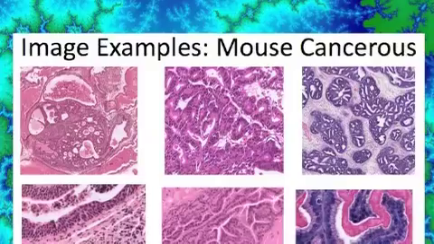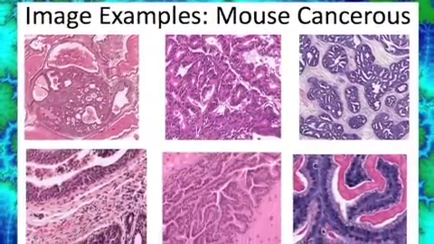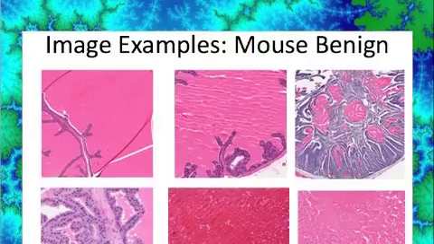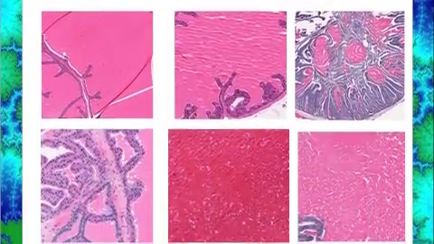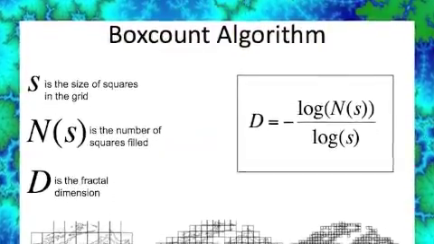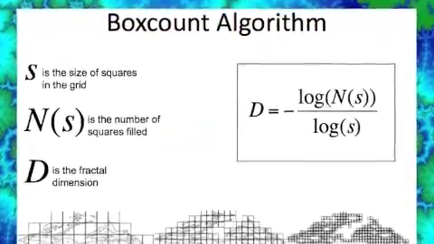cancerous and benign tissues? The images that I used, such as these, show that in general cancerous tissues are more complex than benign tissues, but it is not always easy to tell to the untrained eye. So fractal dimension is the measure of the complexity of an object, like these images.